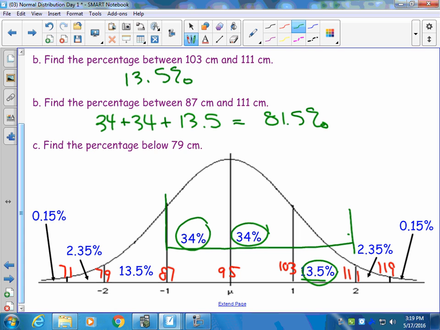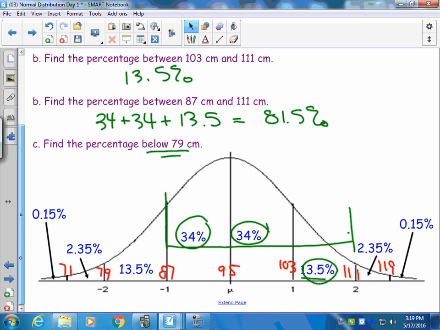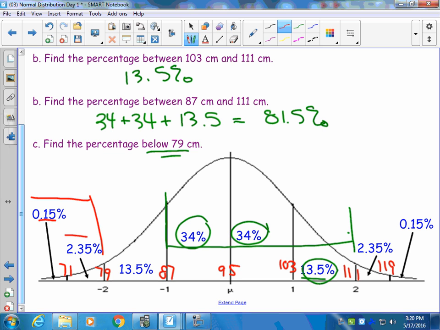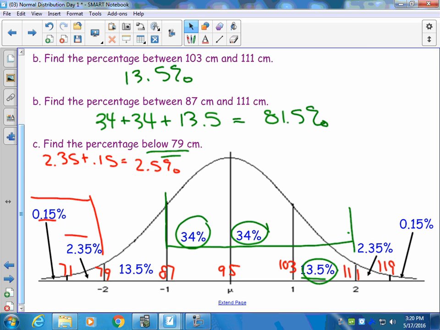And then our last one, the percentage below 79. So we're finishing up that value. I look at my 79, which is right here. I've got 2 values that I go past, so I'm going to add those pieces together to get my value of 2.5%.